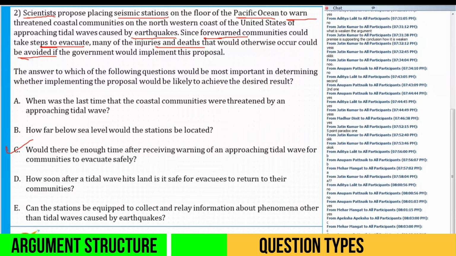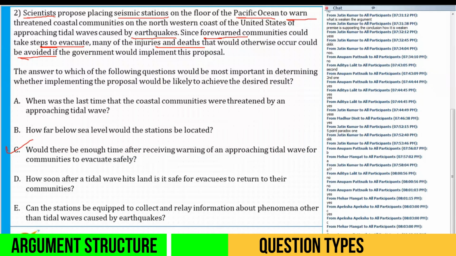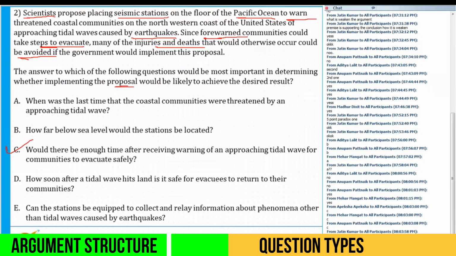So he's saying that if we place these stations, because we will record the vibrations because of earthquakes, and because we will be able to evacuate, many injuries and deaths would be avoided. The question is, if you want to say with certainty that this proposal will achieve the desired results, what will you have to know for certain? You will have to know that the moment they record that there is a tidal wave coming, we will get enough time to evacuate. So that is why number C is right.